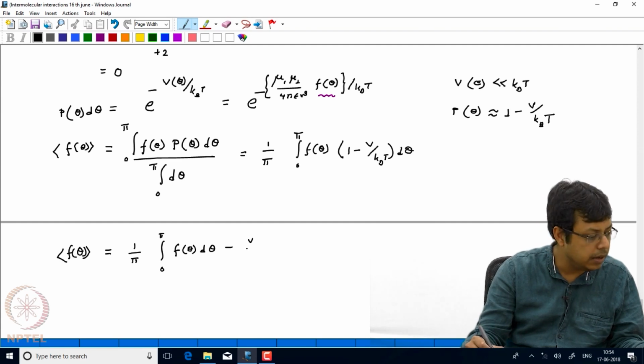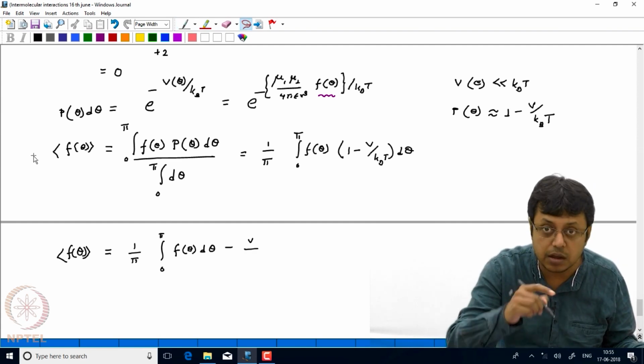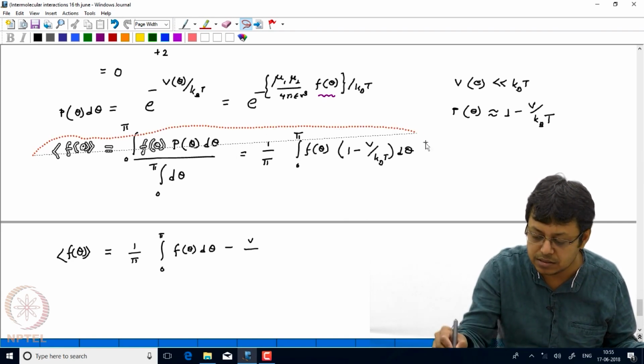I think this derivation in Atkins is wrong. I'm just giving Pankaj this instruction.